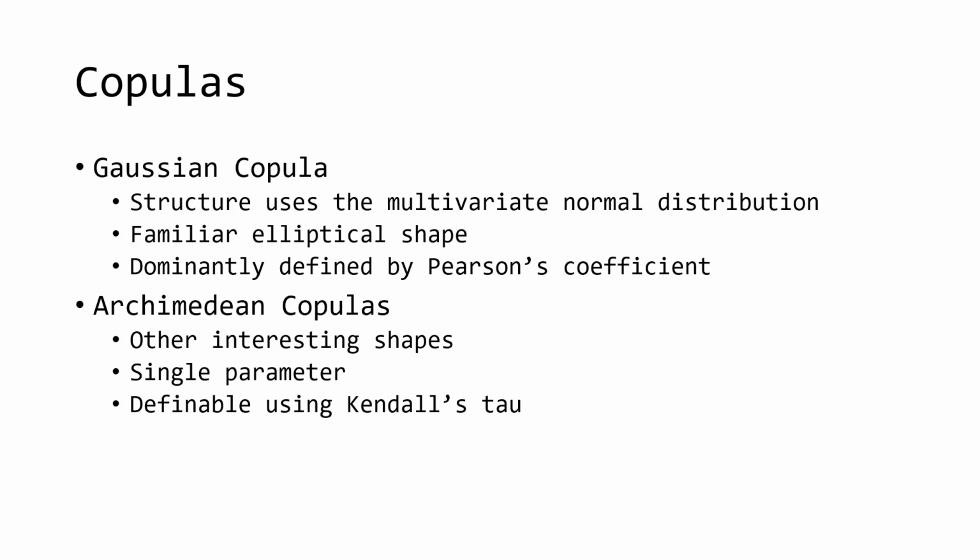The two most common families of copulas are the Gaussian copula, which is based on the multivariate normal distribution that we spent some time with earlier, and the Archimedean copulas. The Gaussian copula is very straightforward to use because the relationship between variables can be defined using Pearson's correlation coefficient, and it provides a joint structure that is useful in a number of situations. The Archimedean copulas provide additional interesting shapes for the joining structure of the variables, and the strength of the relationship is usually measured with a single parameter that can be estimated using Kendall's tau.